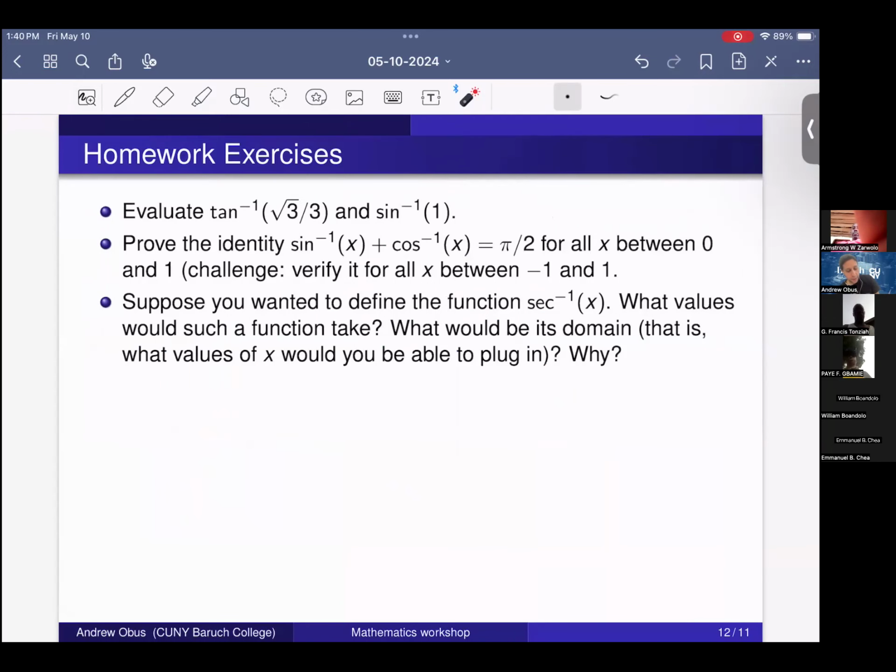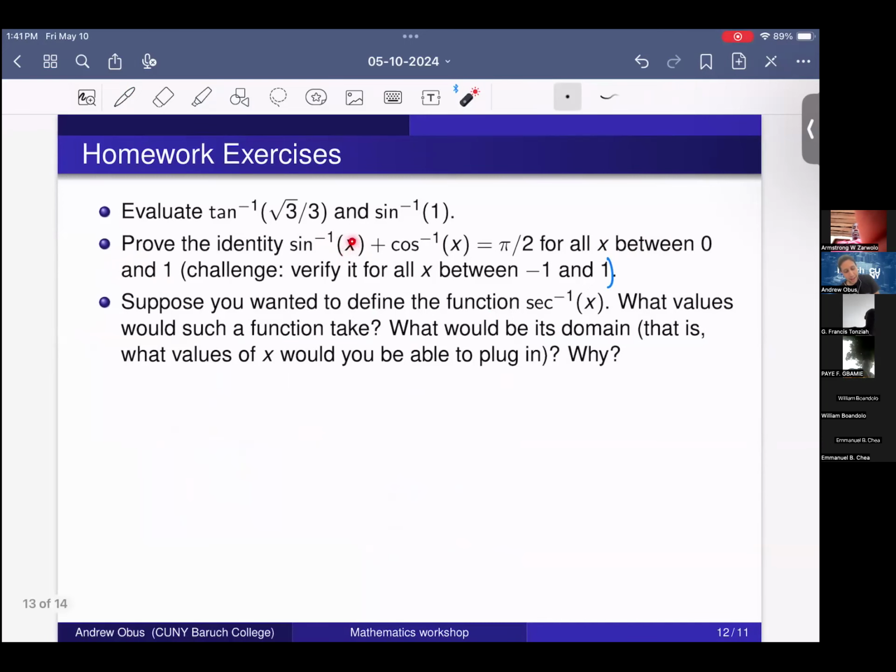So homework exercises, first, just evaluate these inverse tangents and inverse sines. The second is a little bit of a challenge. Prove this identity, that sine inverse x plus cosine inverse x is always equal to pi over 2 for all x between 0 and 1. And if you want an extra challenge, you can try to show that it's even true for all x between -1 and 1.